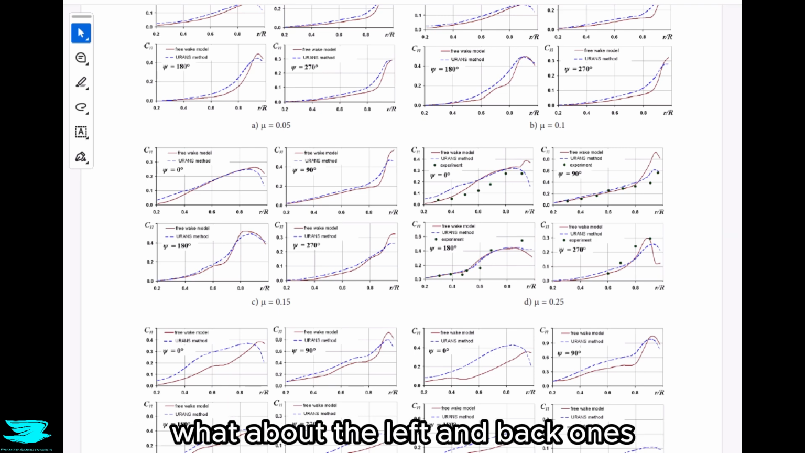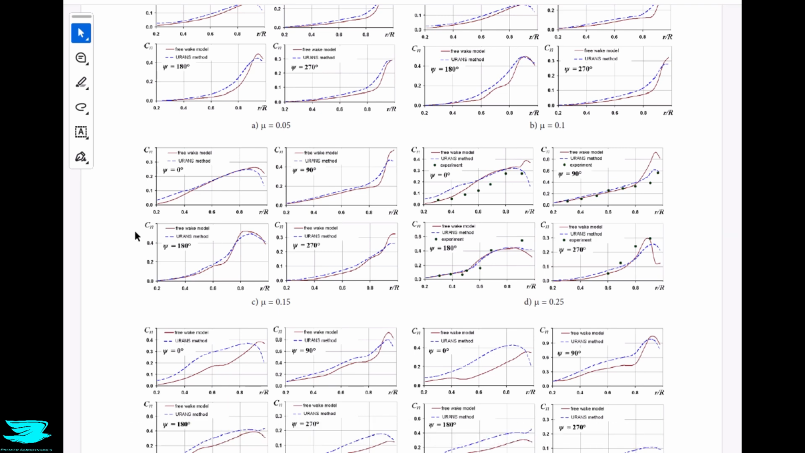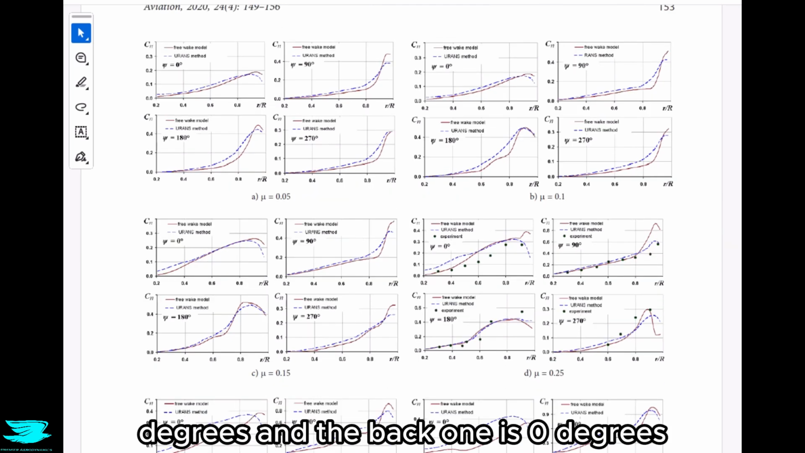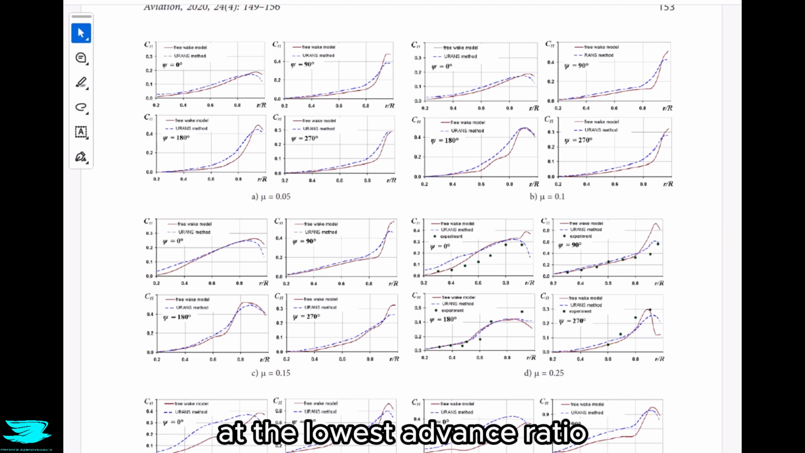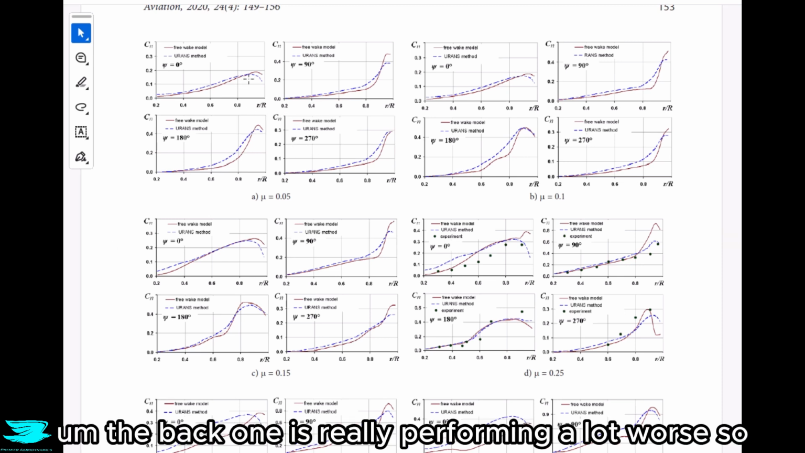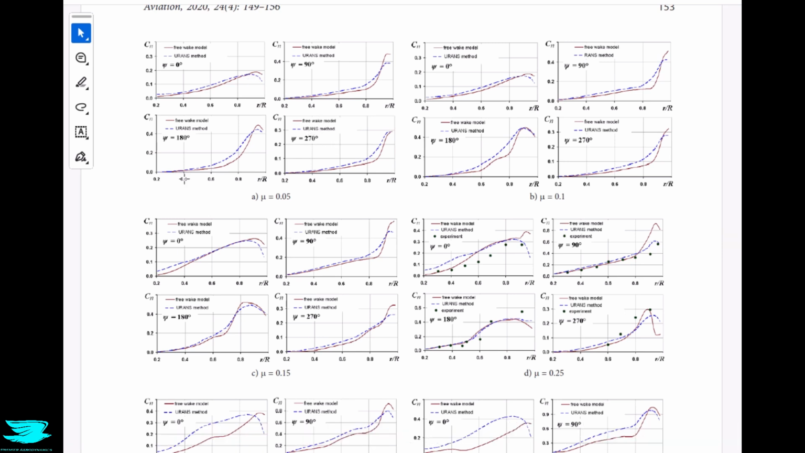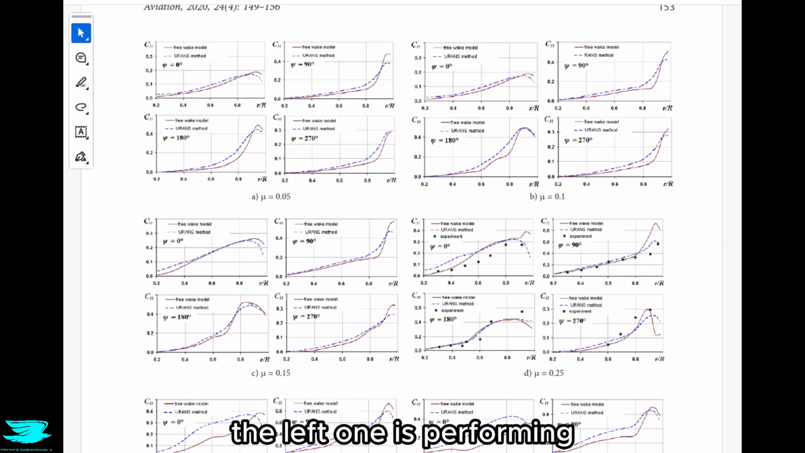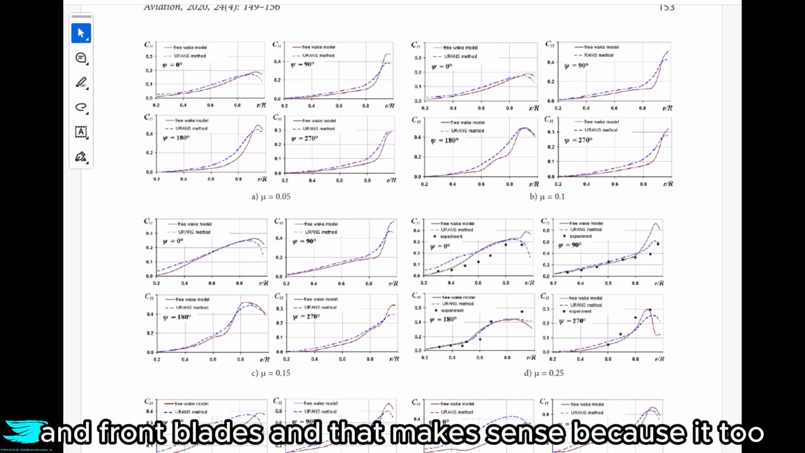What about the other two blades though? What about the left and back ones? So the left one is 270 degrees and the back one is 0 degrees. At the lowest advance ratio, so 0.05, the top left plots, the back one is performing a lot worse. That makes a lot of sense because it's probably catching all of the wake. The left one is performing slightly worse than the right and front blades.